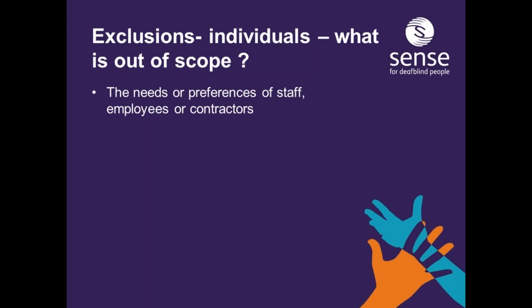So this is about individuals, their parents or carers who are accessing health or social care services. The needs or preferences of staff, employees or contractors of the organisation, except where they are always also patients or service users, or the carer or parent of a patient or service user, are not covered by the standard. So let's look at a few more examples.